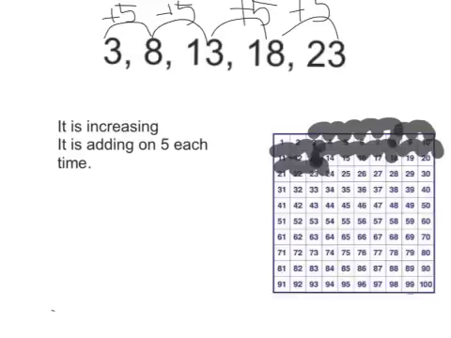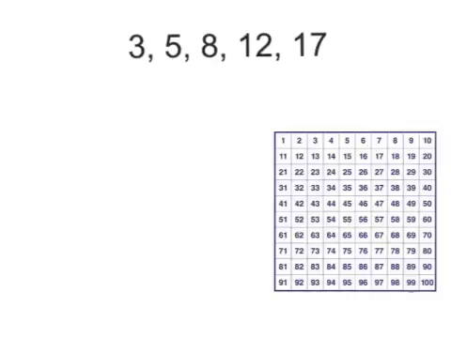Okay, now we've described 2 patterns. Let's take a look at another one. Now here's our pattern here, 3, 5, 8, 12, 17. I'm going to use the number board as a tool to help me work this out. So I'm going to highlight those numbers, 3, 5, 8, 12, and 17. Okay, my first job is to see what's happening between 3 and 5. So if I look at the number board, 3, I've counted on 2. So I've added 2 to get to 5.